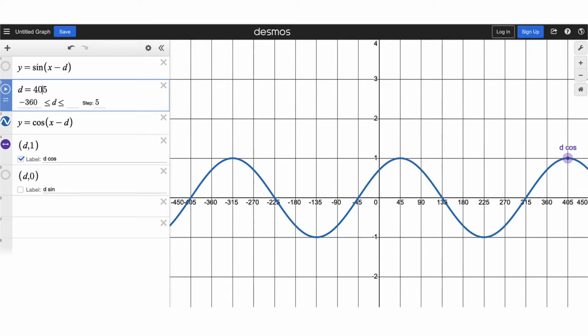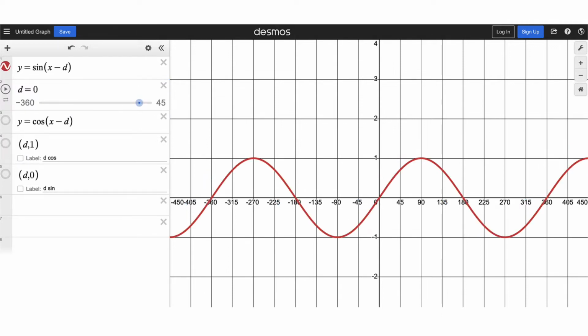But what about a sine function? I'll have Desmos graph a sine function, and I'm going to label the point that's right on the y-axis, and I'm going to call it the d value for sine. Notice that point is right in the middle of a rising line for sine. And we call that point the rising midline because it's in the middle of a rising line.